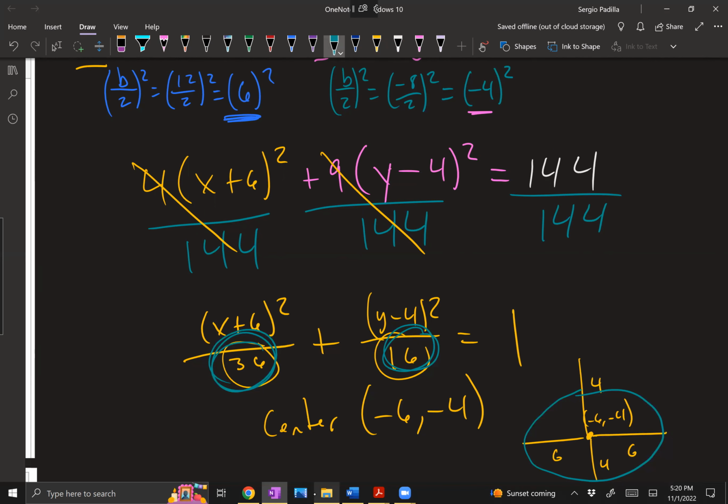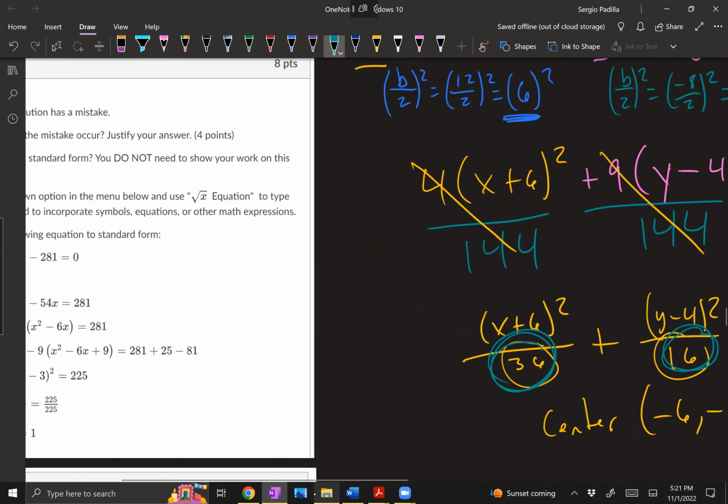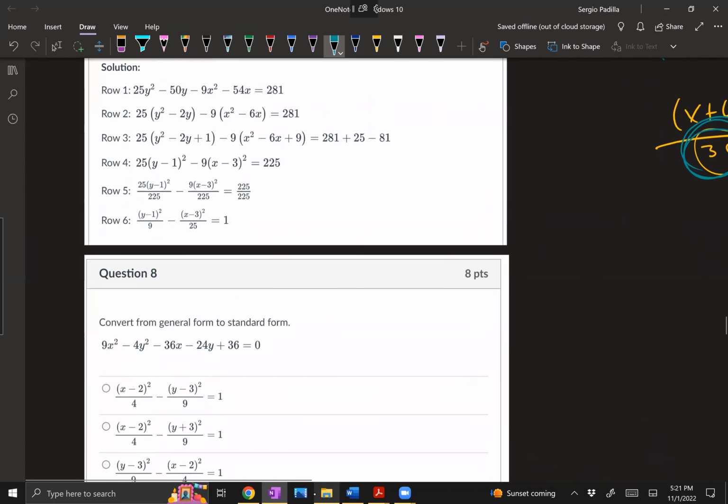Good reminder, a little refresher over conic sections there. I hope this helps you out a little bit into doing this.